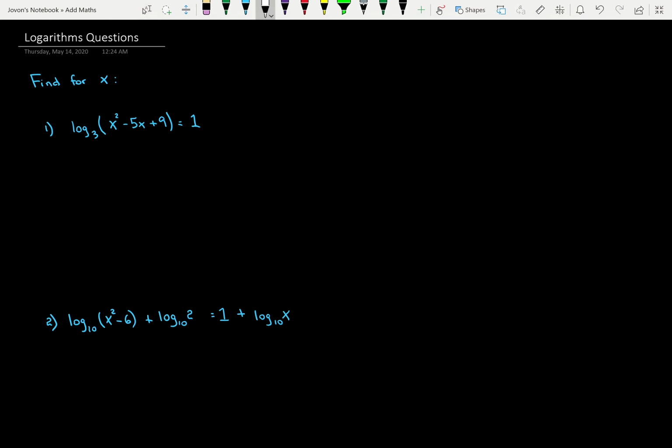So in these questions, all we want to do is find x. Okay, so here we have log of x squared minus 5x plus 9 to base 3 is equal to 1. Now we have two ways to approach this one, and I'll show you the two ways.